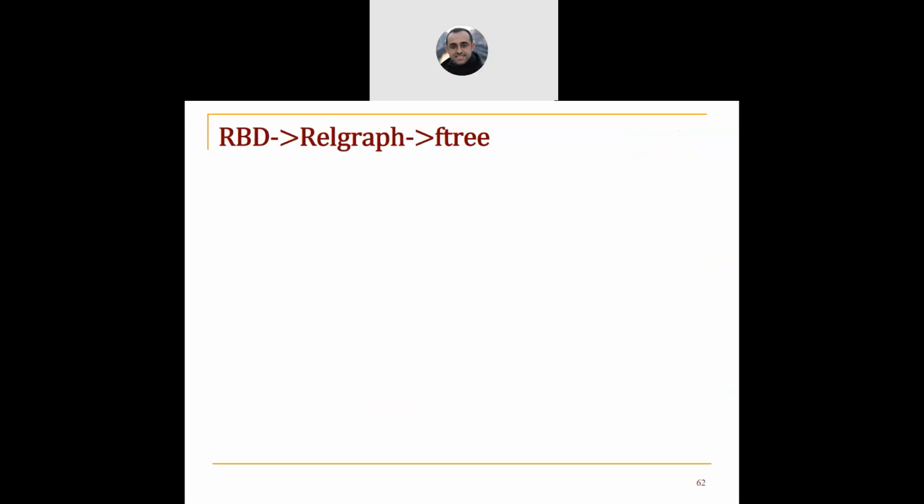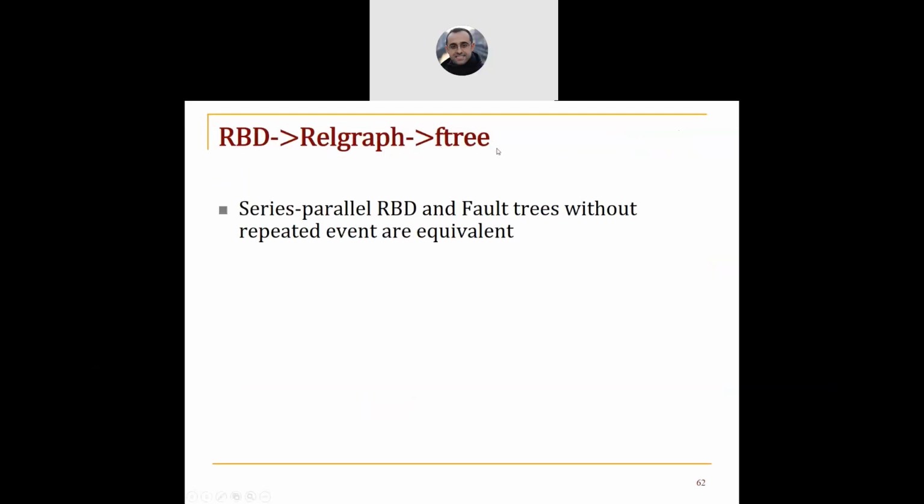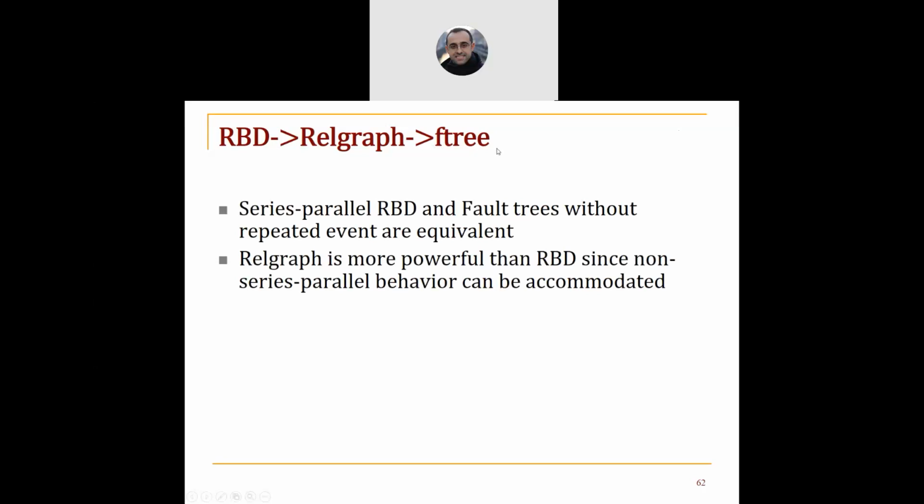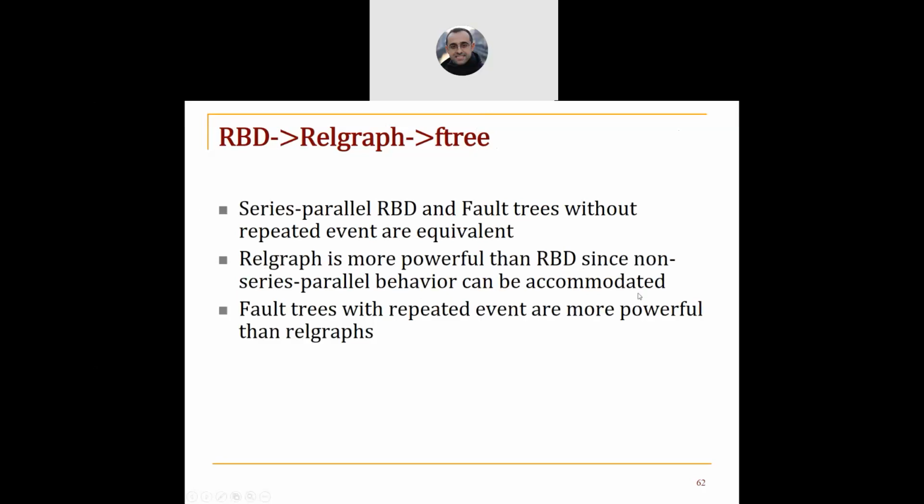So, so far, what we have dealt with are reliability block diagrams, REL graphs, and fault trees. And it can be shown, has been shown, that the modeling power of the reliability block diagram is the smallest. A better one is the REL graph, and the best one is the fault tree among these three. So series-parallel reliability block diagrams and fault trees without repeated events are equivalent. REL graphs are more powerful than reliability block diagrams since non-series-parallel behavior can be accommodated. Fault trees with repeated events are even more powerful than REL graphs.